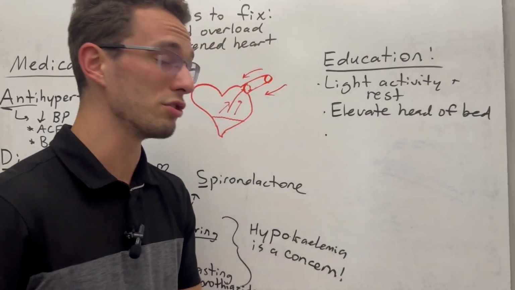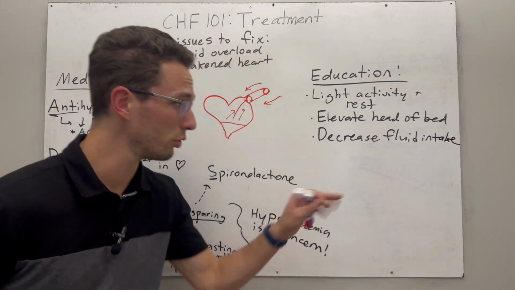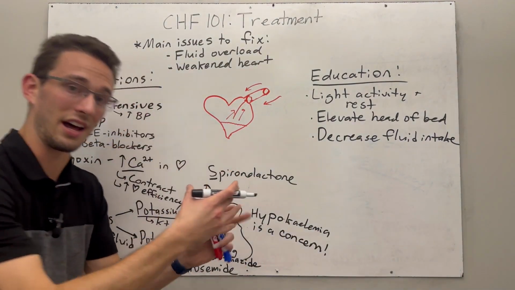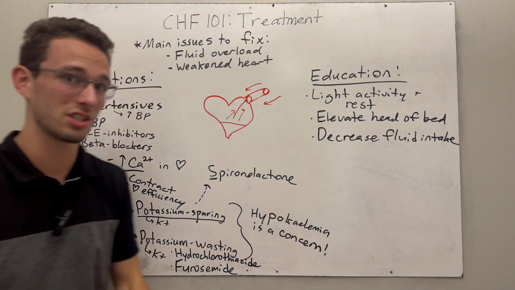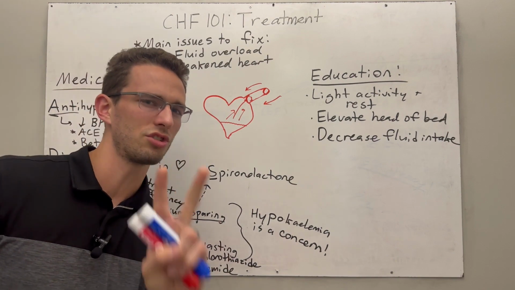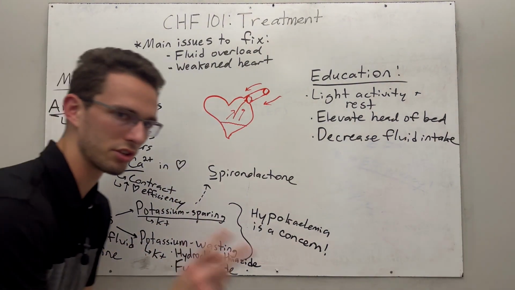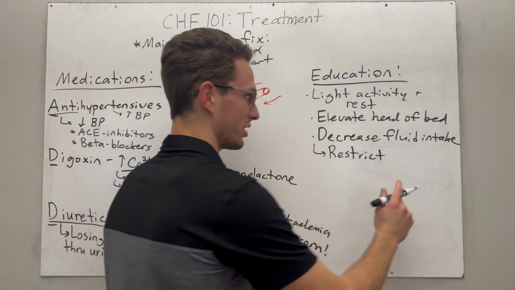Next thing and most important, you do need to tell them to decrease their fluid intake. Because the more fluid they take in, the more obviously fluid they will have in the blood supply, and therefore it'll basically negate the process of these diuretics here. So we want to decrease the amount of fluid, and therefore you also want to decrease two other things related to both antihypertensives as well as diuretics. So the two things you also need to restrict are sodium consumption and cholesterol consumption.